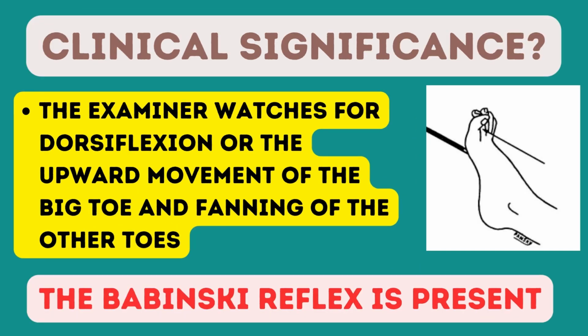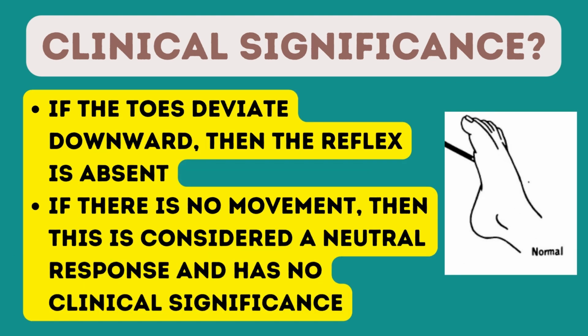Next, we will try to understand the clinical significance of a positive Babinski sign. As mentioned previously, the Babinski reflex is done as part of the routine neurological exam and is utilized to determine the integrity of the CST. The examiner watches for dorsiflexion or the upward movement of the big toe and fanning of the other toes. When this occurs, then the Babinski reflex is present. If the toes deviate downward, then the reflex is absent. If there is no movement, then this is considered a neutral response and has no clinical significance.